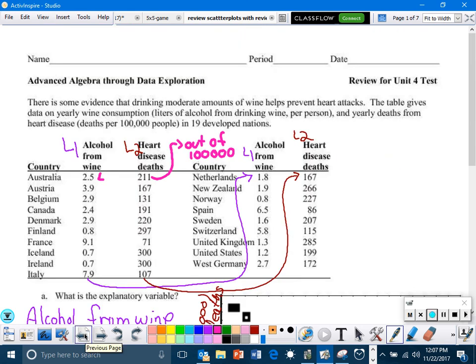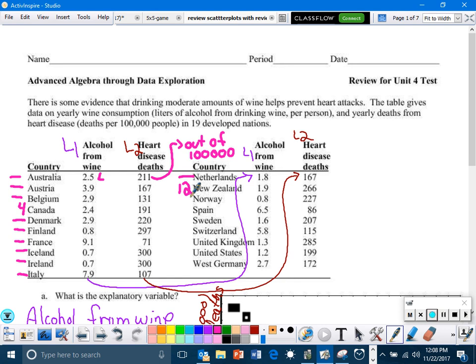Okay, and I need to look for Canada. Canada is 1, 2, 3. It's the 4th country. All right, I'm also going to locate New Zealand really quick. So Canada is 4, 5, 6, 7, 8, 9, 10, 11, 12. So I need to go to the 4th country and the 12th country.